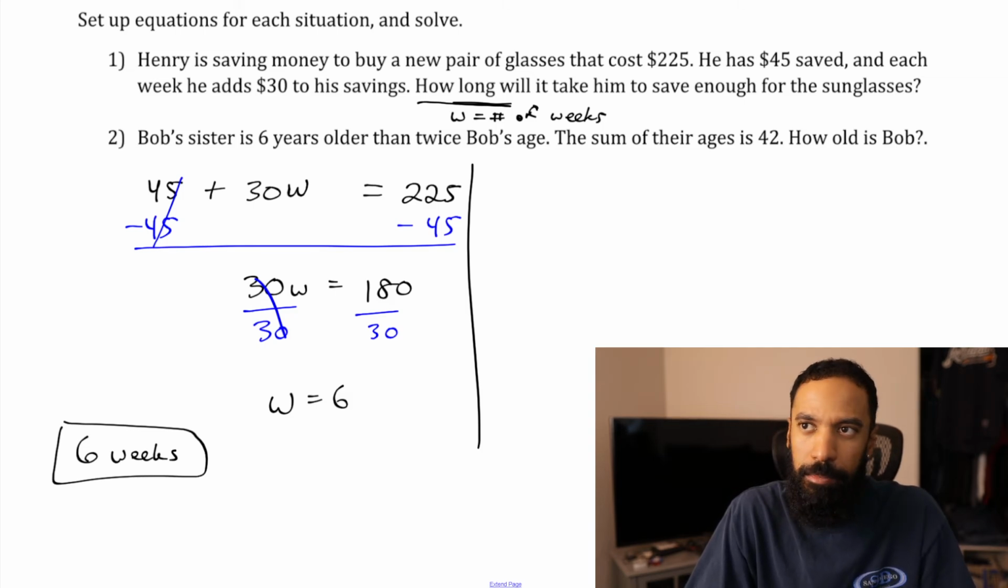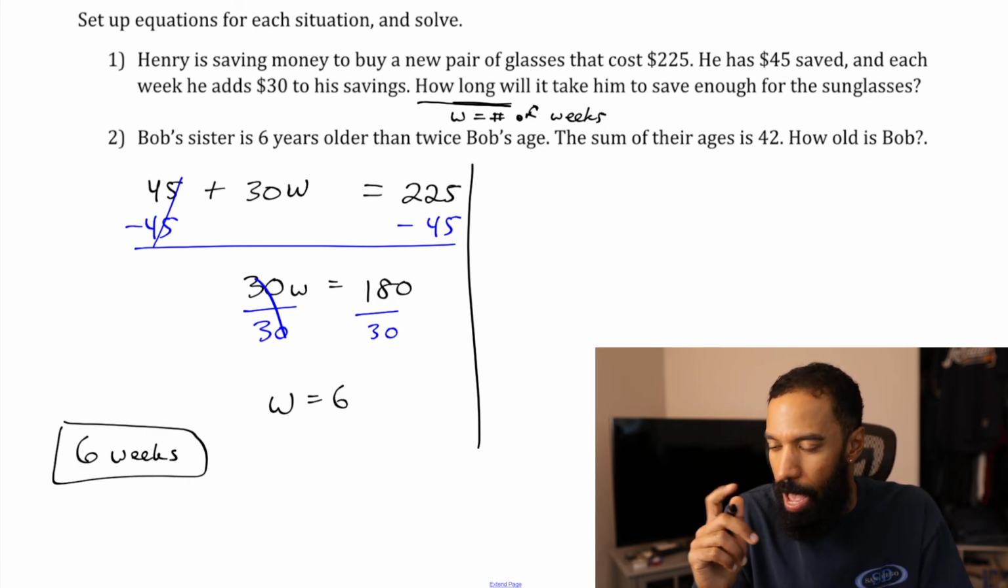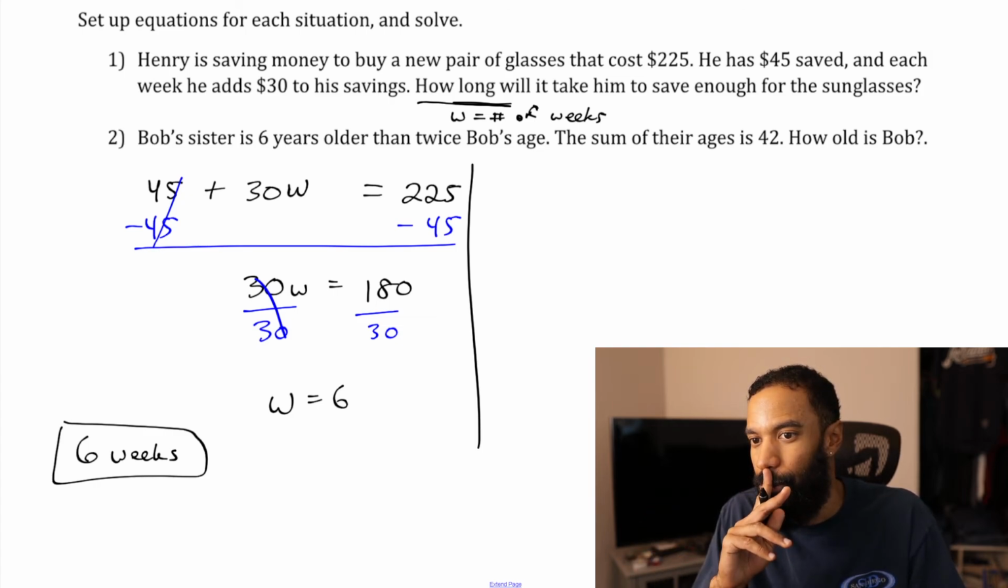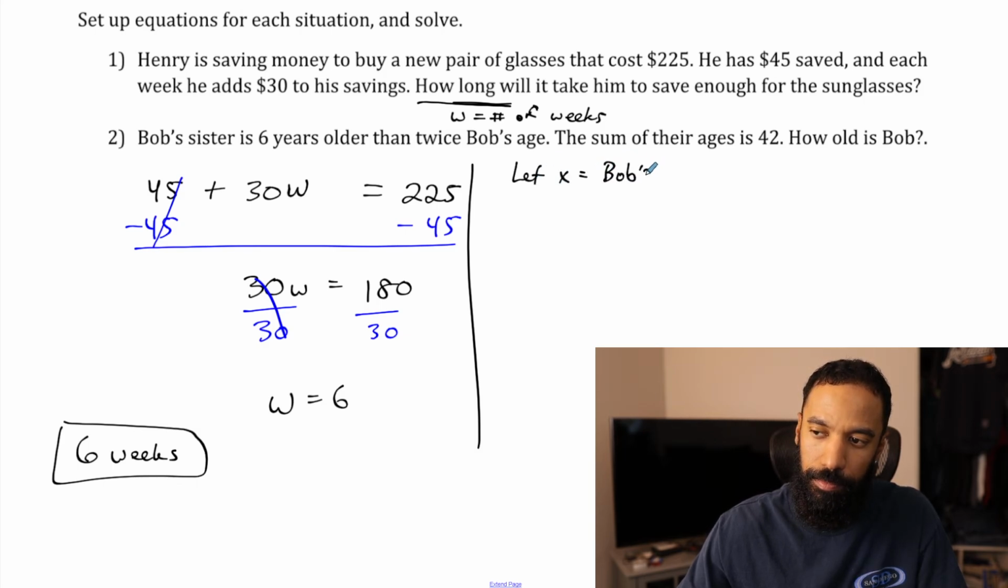And here's the thing about Bob's sister. I don't want to put an S for his sister, and I'm not going to give her a name, so I'm going to give her X. Well, actually, hold on a second. Yeah, that's fine. I'm going to let X equal Bob's sister's age.